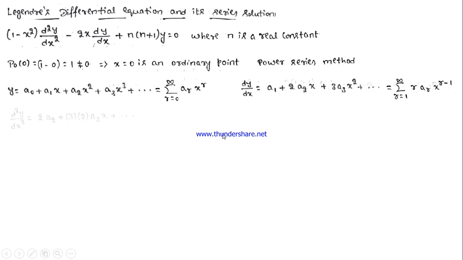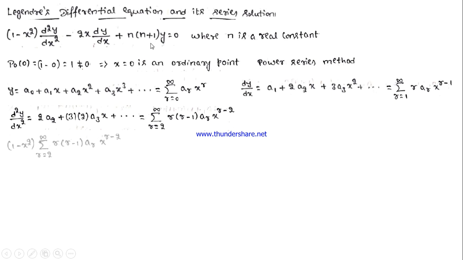Now find d square y by dx square. So differentiation of a1 becomes 0 now. Differentiation of x is 1, so we just get 2a2. And next 3a3 is constant. Differentiation of x square is 2x and so on. In infinite series form, this will be r into r minus 1 x power r minus 2, and obviously summation starts from what? 2. Very good. So now let me substitute all these three expressions back in the given differential equation.